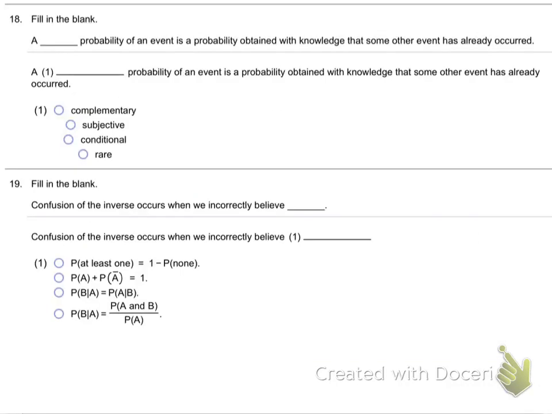Number 18. A blank probability of an event is a probability obtained with knowledge that some other event has already occurred. That's conditional. That's the given thing. That's like when I rolled the die and I said, hey, I got a number bigger than 4. That's conditional probability. What's the chance I got a 6 given the condition that I got a number greater than 4?